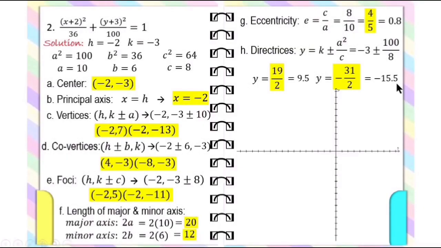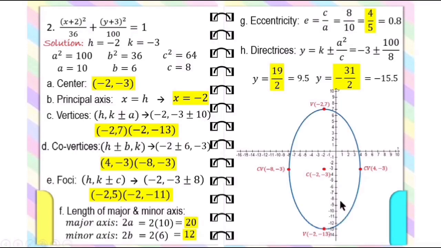Graph this equation with center at (-2, -3). Vertices: (-2, 7) and (-2, -13). And co-vertices: (4, -3) and (-8, -3). Connect these points. We now have the graph of the ellipse with foci at (-2, 5) and (-2, -11).